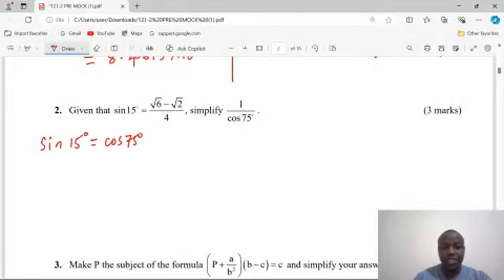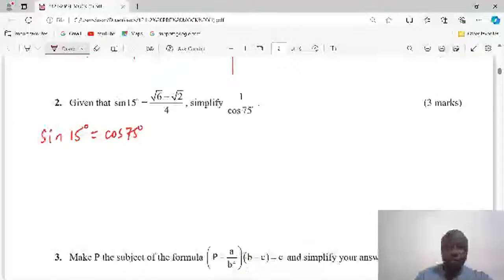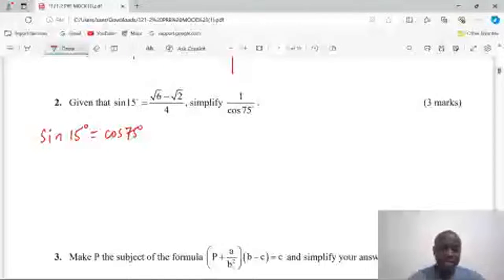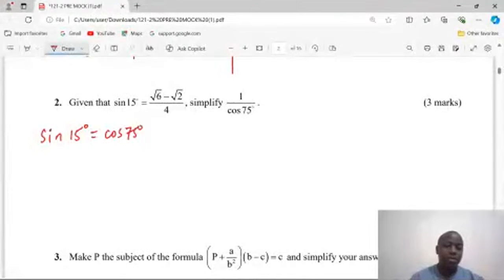This is because they are complementary. We know that for two complementary angles, the sine of one is usually equal to the cosine of the other. You can confirm that from the math tables, you can confirm that from the calculators, but it should be understood that the sine of an angle equals the cosine of its complementary angle.